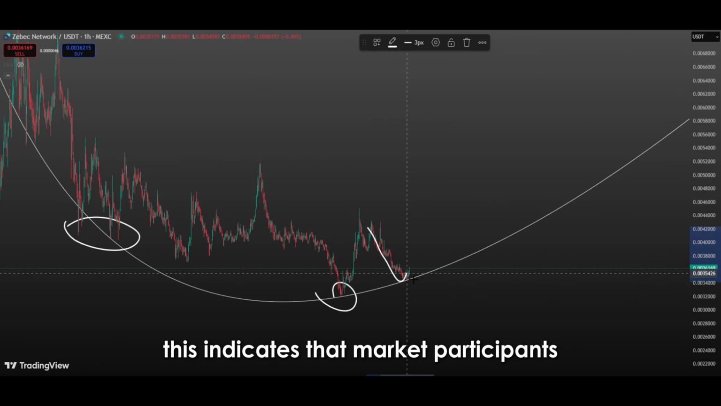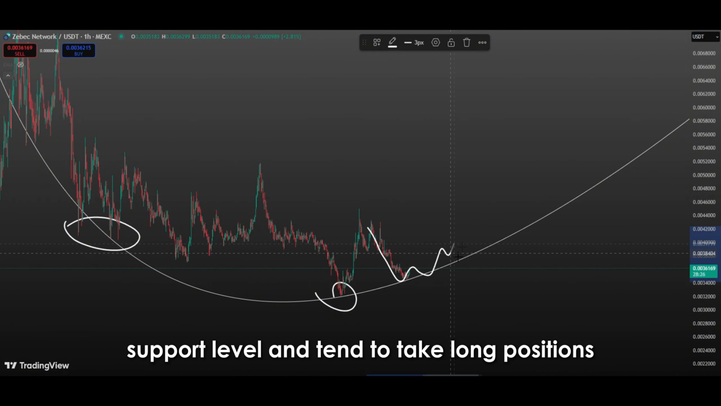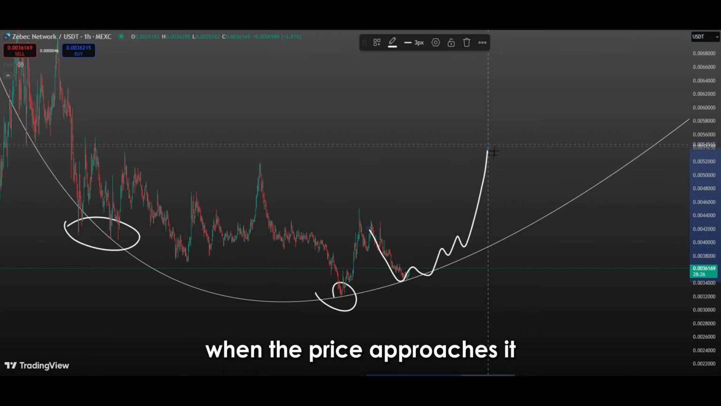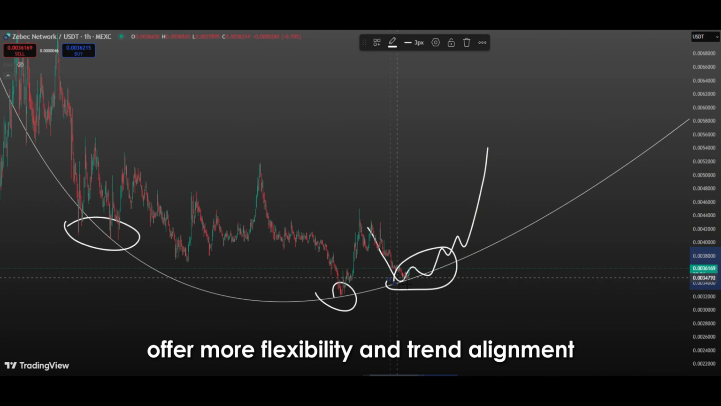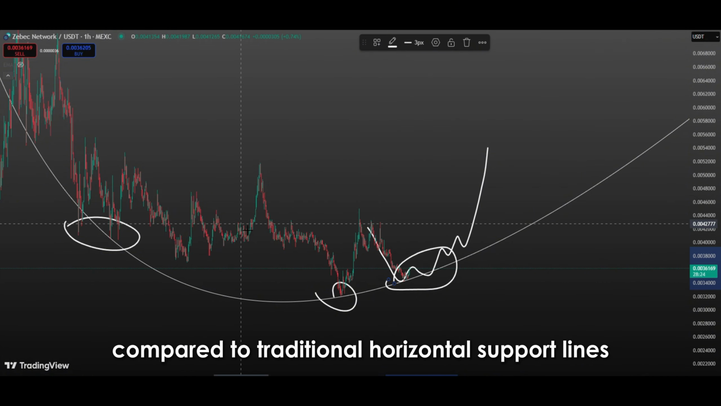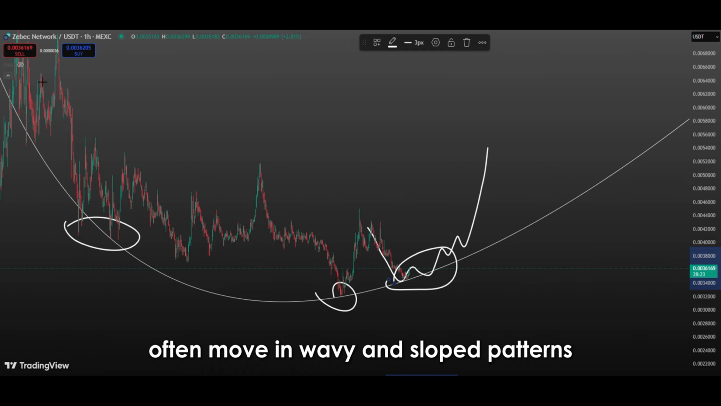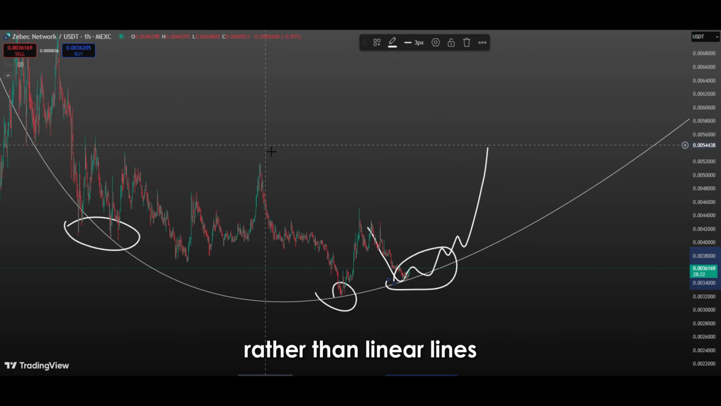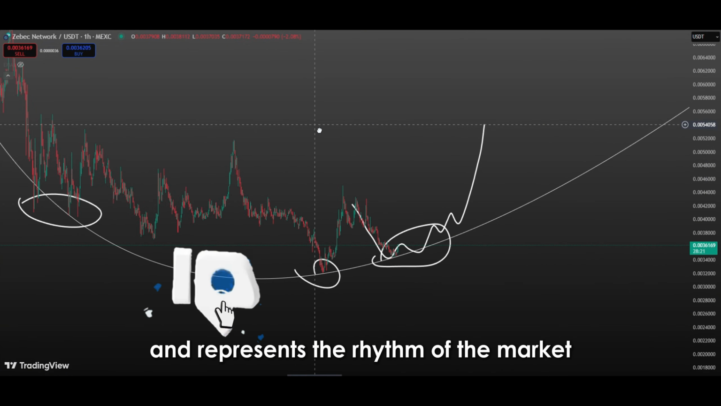This indicates that market participants view this curve as a dynamic support level and tend to take long positions when the price approaches it. These types of curve support structures offer more flexibility and trend alignment compared to traditional horizontal support lines. This is because markets often move in wavy and sloped patterns rather than linear lines. This curve reflects that natural flow and represents the rhythm of the market.